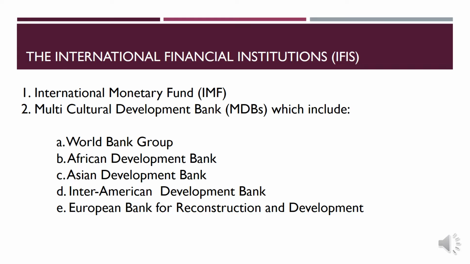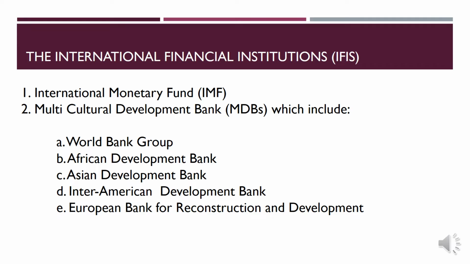The second one is the African Development Bank. From the word itself, African. This contributes to poverty reduction and economic and, of course, social development in the least developed African countries. The third one is the Asian Development Bank. It is an international development finance institution whose mission is to help its developing member countries reduce poverty and improve the quality of life of their people.